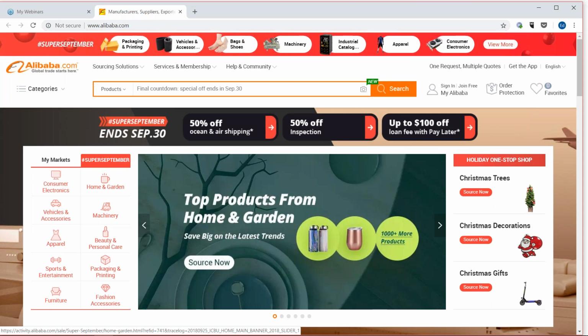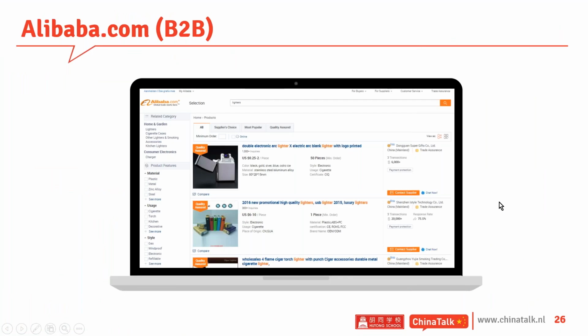So it's not a place you go to if you're a consumer and you want to buy something, because you normally need to buy several hundreds or several thousands of a specific product. But it's used for companies that are sourcing products from other markets. So this is how it started back in 1999.